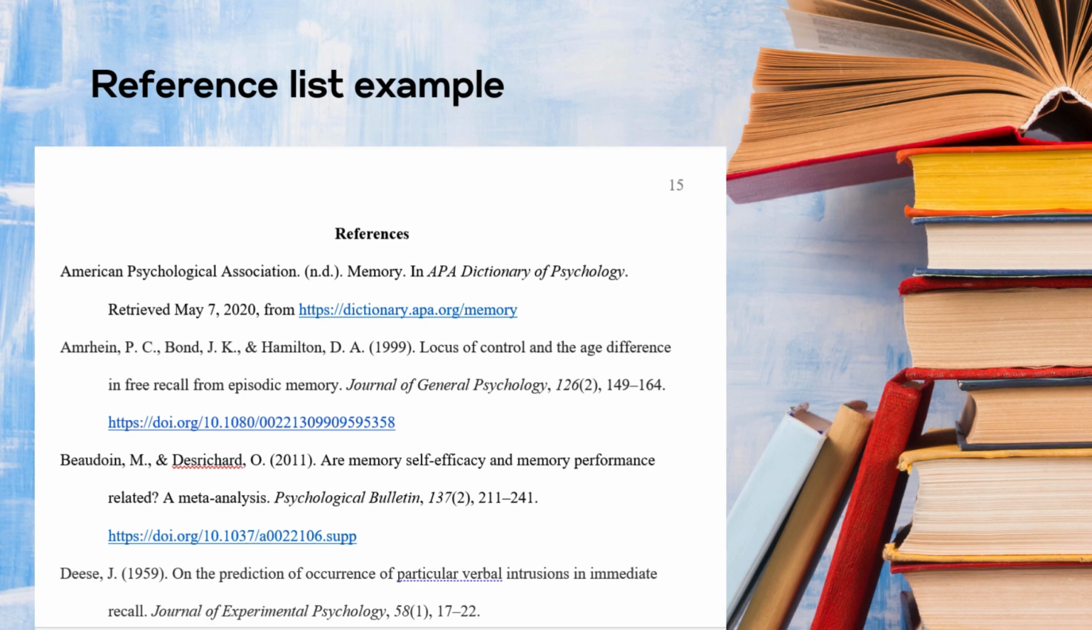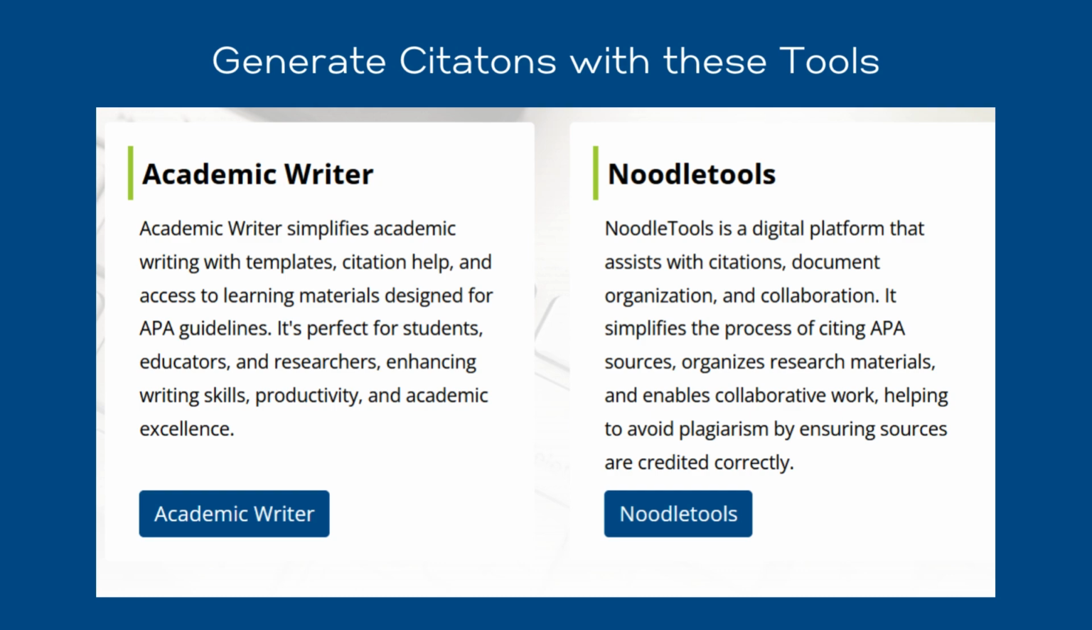The title of the page is References and is centered and bolded. Each reference entry is listed alphabetically. Notice the entire page is double-spaced and each entry has a hanging indent. Noodle Tools and Academic Writer are 2 tools that you can use to build references and format an APA-style reference list. Visit the Writing Lab for more information.